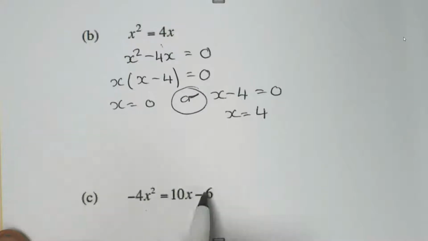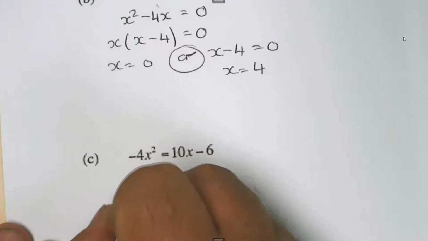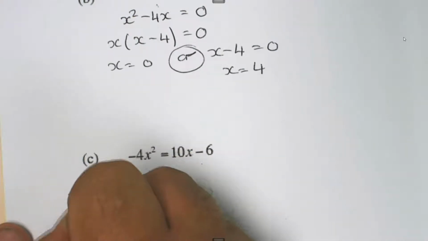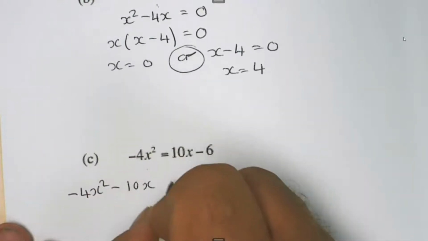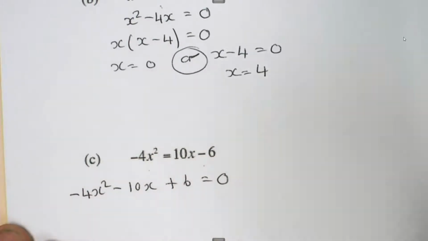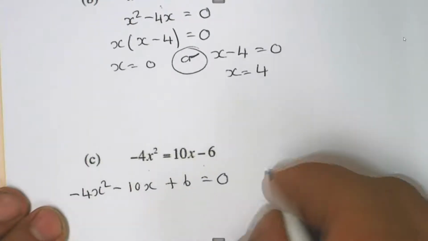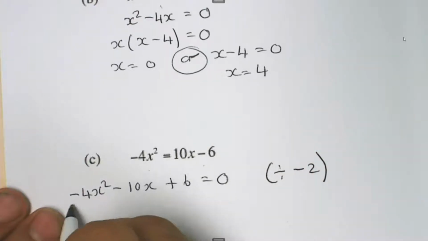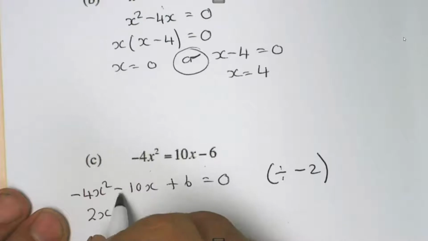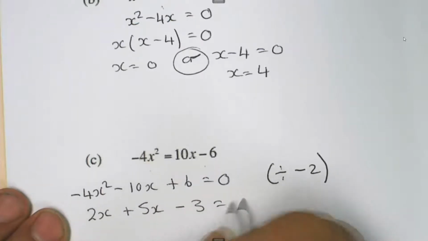Right, in this case here, once again, it's a quadratic equation, so I take everything to the left-hand side. So it becomes negative 4x squared. 10x across becomes negative 10x. Negative 6 across becomes plus 6 equal to 0. Now, negative 2 can go into each term, so I'm going to divide by negative 2. So negative 4 divided by negative 2 is 2x. Negative 10 divided by negative 2 is plus 5x. Negative 6 divided by negative 2 is negative 3 equal to 0.